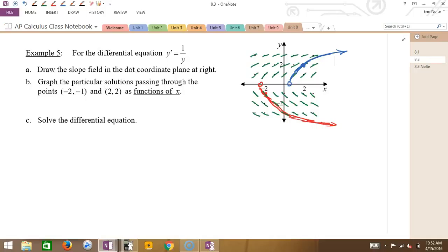At 2, 2? Because parts C and B give you the points to use. Why is there a hole on the x-axis? Because if you plug in, let's say we're analyzing the point 1, 0, and you look at the differential equation 1 over y, if I plug 0 into the y value, I get 1 over 0, and that's undefined. So that's why I'm drawing a hole at all of the y values of 0. Exactly, you cannot divide by 0.